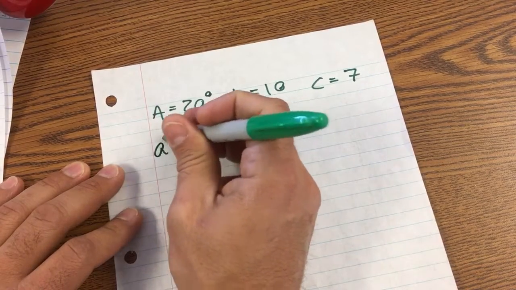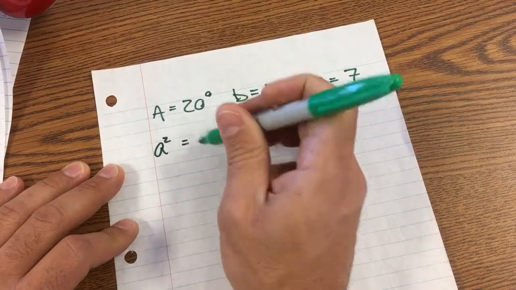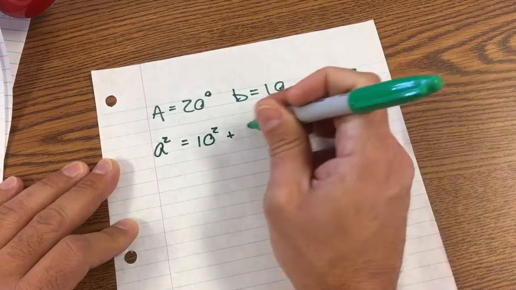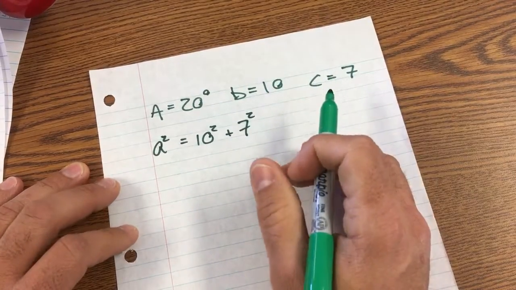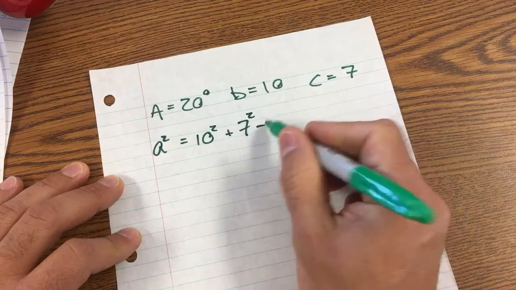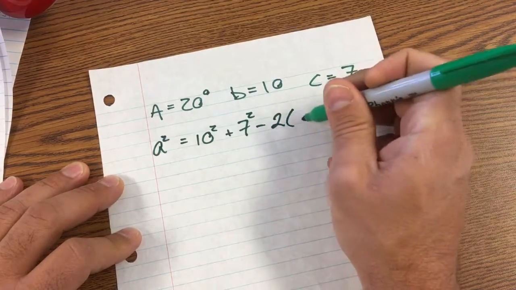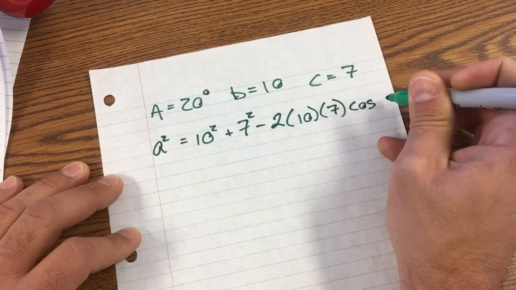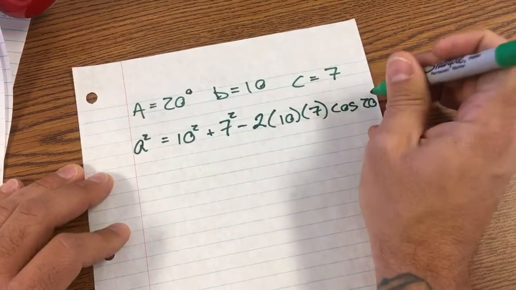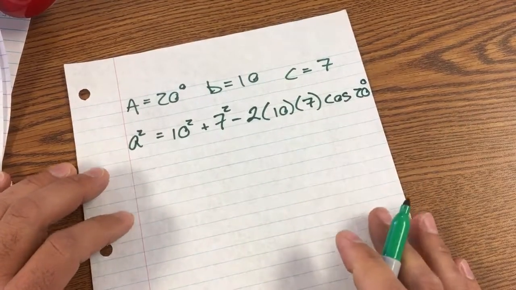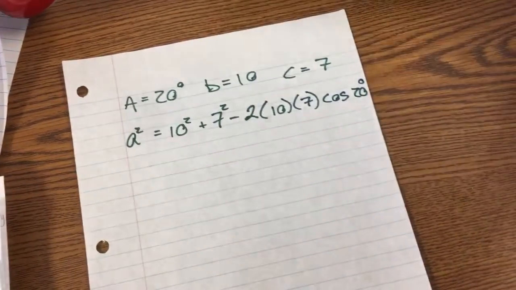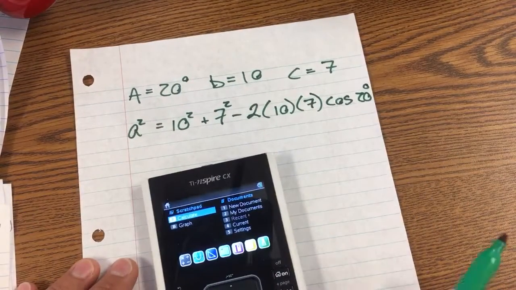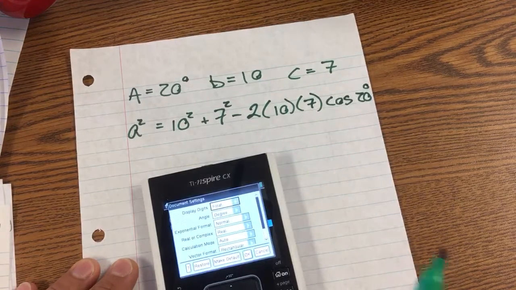So I'm gonna say A squared equals B squared, 10 squared, plus C squared, 7 squared, minus 2 times B times C times the cosine of A, which is 20 degrees. Oh, I should have got a calculator. I'm gonna make sure that I'm in degrees, and I am.